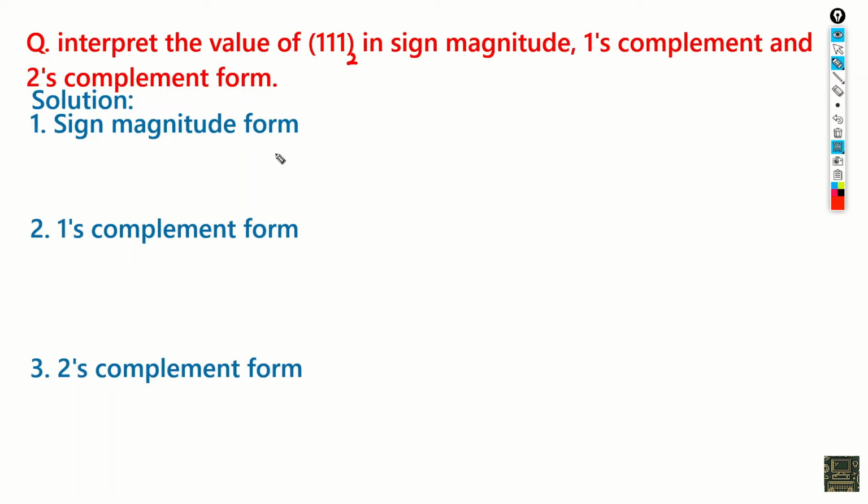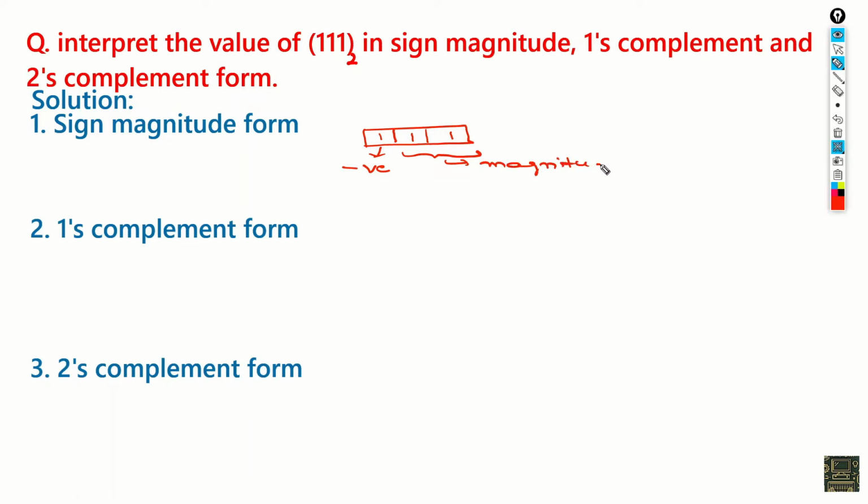So let us discuss the solution of the question. First, we will discuss the solution for sign magnitude form. So we know that the value is 111. If this value is in sign magnitude form, the MSB indicates the sign of the number. Since this MSB is set to 1, the number is negative. And these two bits represent the magnitude of the number.